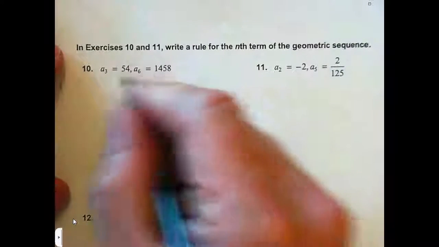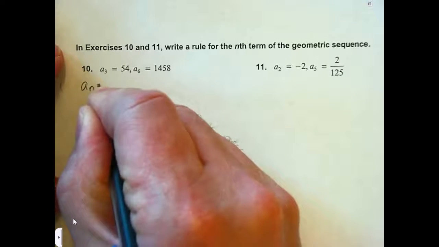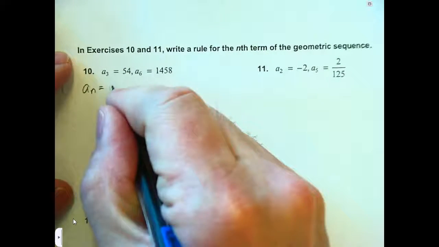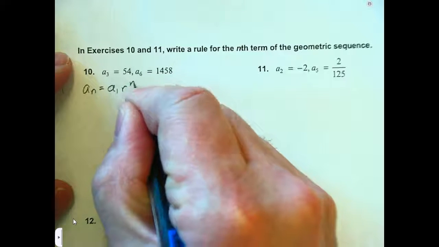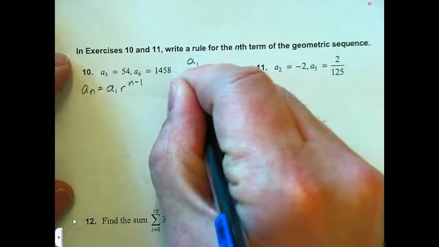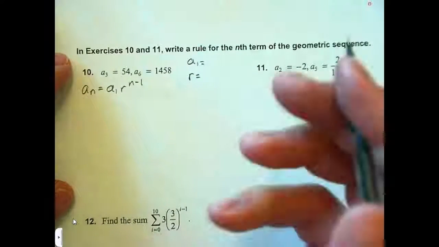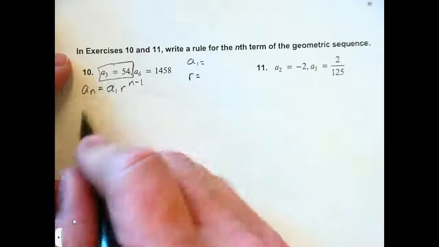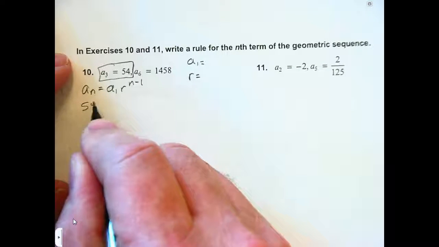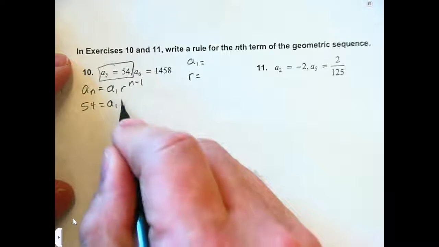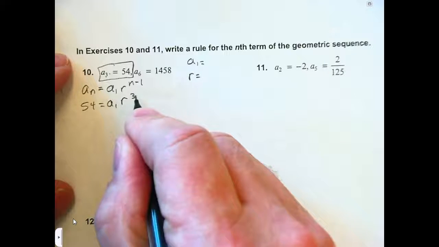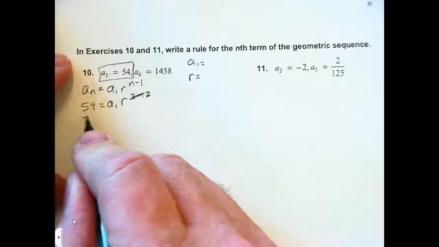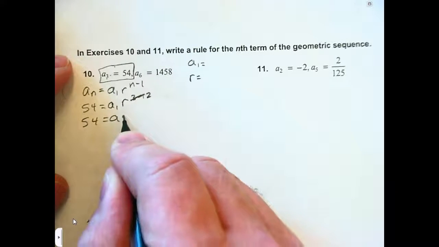Hey, guys, remember your equation. A sub n is equal to a sub 1 times r to the n minus 1. Meaning we need to know a sub 1. We need to know r. They do not tell us either of those. So they do give me some points. Okay, they give me when a sub n is 54. That's the 3rd term, meaning this is actually r squared now, right? And so we could say 54 is equal to a sub 1 times r squared.